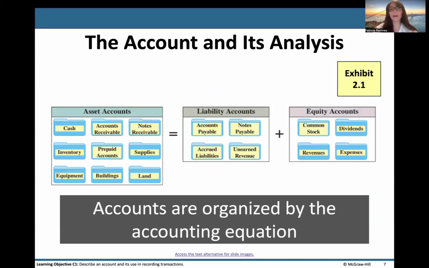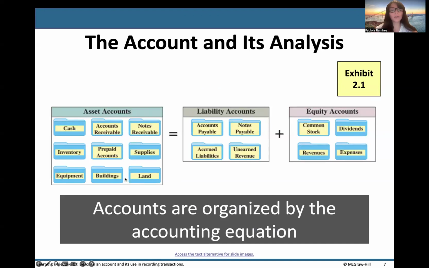Here I have broken out our balance sheet accounts. We have asset accounts, liability accounts, and equity accounts. So accounts are organized by the accounting equation. Every item that you see here is an asset. It falls under the asset accounts. Every item that you see here is a liability. And then here we have all of our equity accounts.